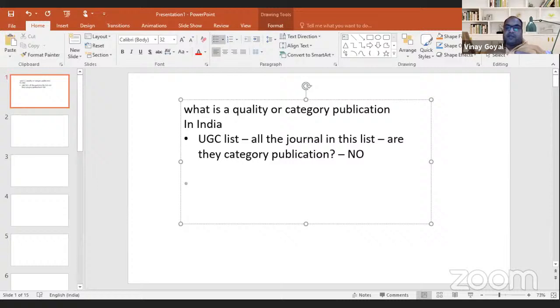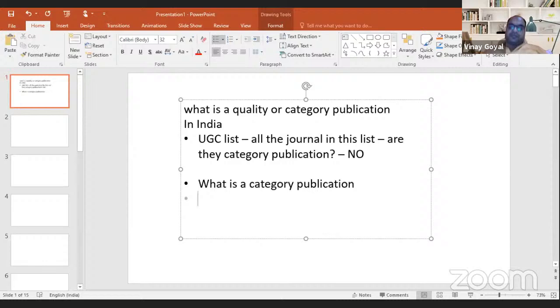So what is a category publication? When the UGC list is not there, then what is a category publication? Now, here the important point starts. Here you have to understand what exactly is meant by the category publication.